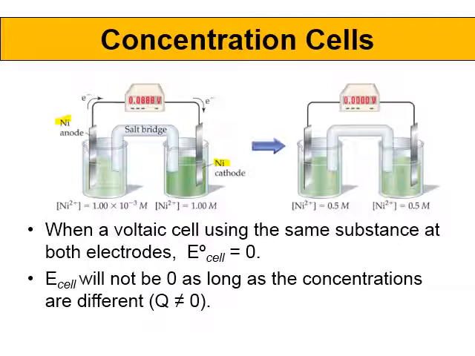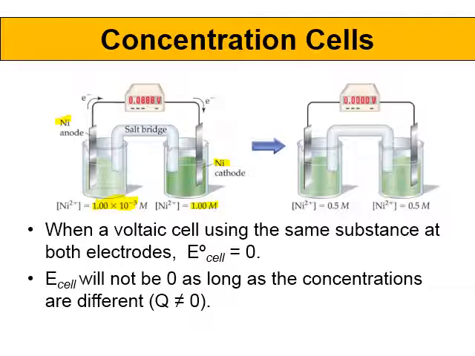Okay, this one, the difference here is the concentration. This one is very dilute, 1 times 10 to the minus 3, but this one is more concentrated, 1 molar. So when you have the same electrode for anode and cathode, both coming from nickel, but this one is the anode and this one is the cathode, and you have different concentrations of electrolyte, you can still get a reading here.